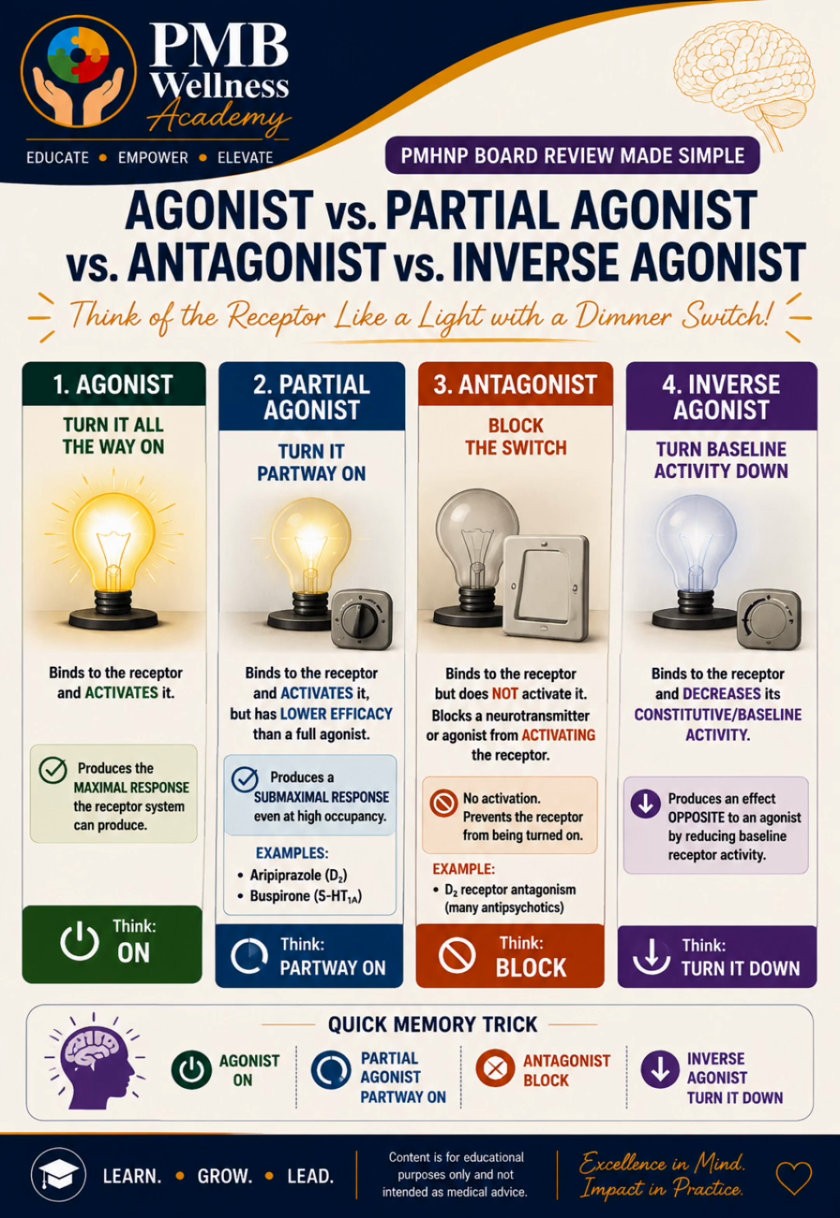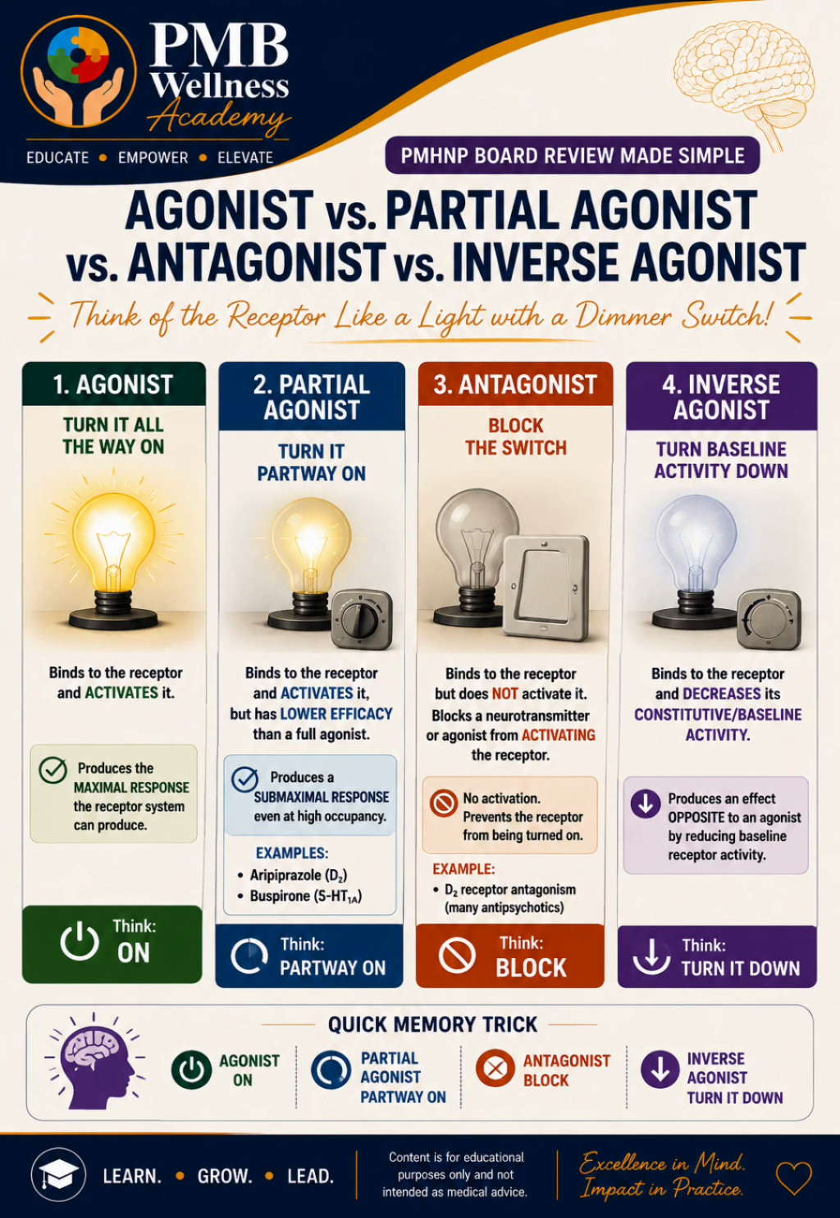And then lastly, we have the inverse agonist. It turns the baseline activity down. Now here's the one students often struggle with. Some receptors have a small amount of baseline activity even when an agonist isn't bound. An inverse agonist binds to that receptor and decreases its baseline activity. So an antagonist blocks activation, while an inverse agonist actually pushes receptor activity below its baseline level. Remember, inverse agonist turns the baseline activity down.